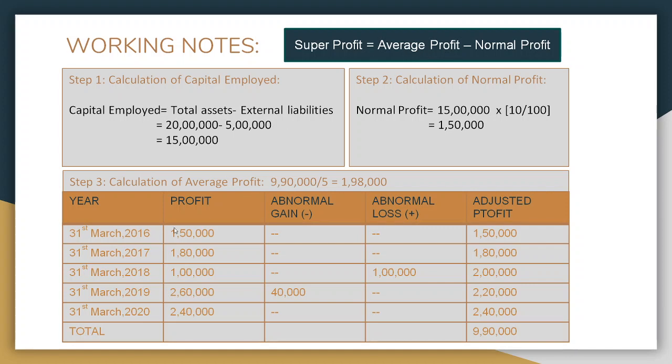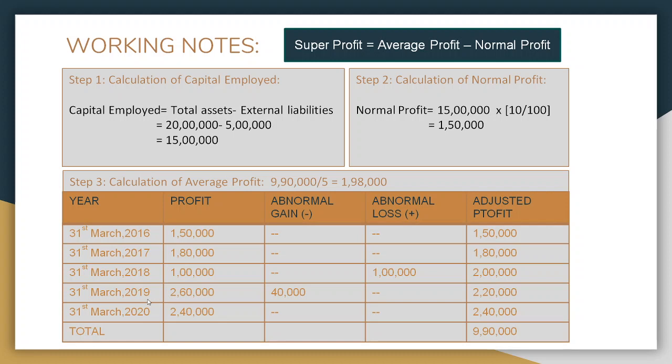Now the profits for all the 5 years were given to you in the question. I have just mentioned it in the form of a table. Then you had also been given an abnormal loss of 1 lakh in the year 2018. Now abnormal loss which has been already subtracted now has to be added. So 1 lakh is added to 2018's profit of 1 lakh, making it 2 lakh.